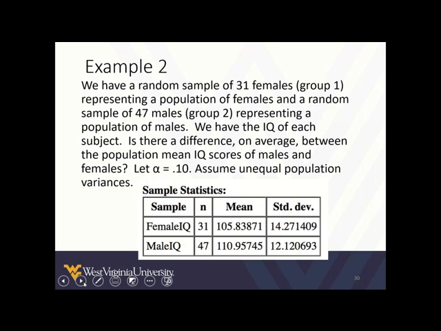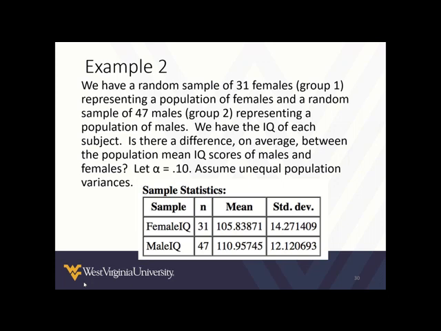We have a random sample of 31 females representing a population of females and a random sample of 47 males, group 2, representing a population of males. We have the IQ of each subject. Is there a difference on average between the population mean IQ scores of males and females? Let alpha be 10%, and in this case, we will assume unequal population variances.